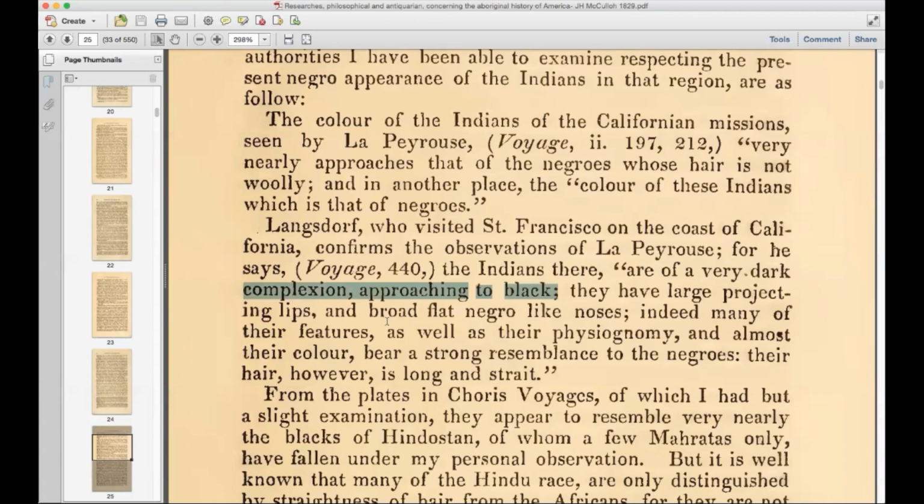They have large projecting lips, broad flat Negro-like noses. Indeed, many of their features, as well as their physiognomy and almost their color, bear strong resemblance to the Negroes. Their hair, however, is long and straight. Again, this is the true old world. We got all types of hairs, all types of complexions, all types of phenotypes. The original people are from here.